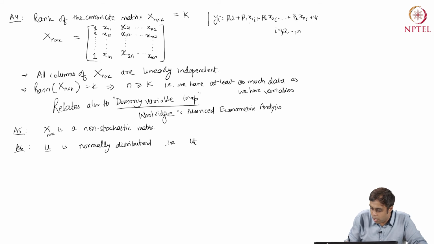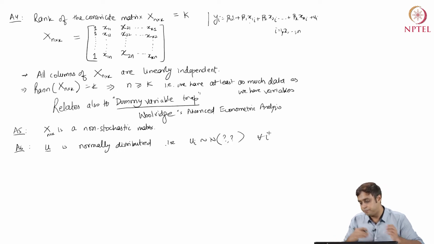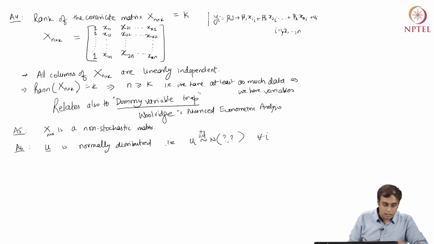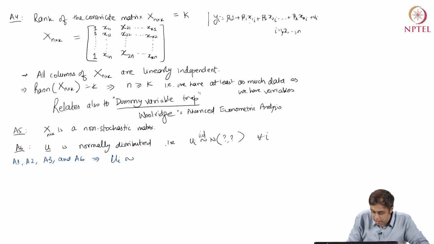That is to say that ui is normal with a mean and a variance for all i, and these are all IID. If we look at our assumptions, assumption 1, assumption 2, assumption 3 and assumption 6 will imply that ui is IID normal 0, sigma squared for all i. This is a crucial assumption.